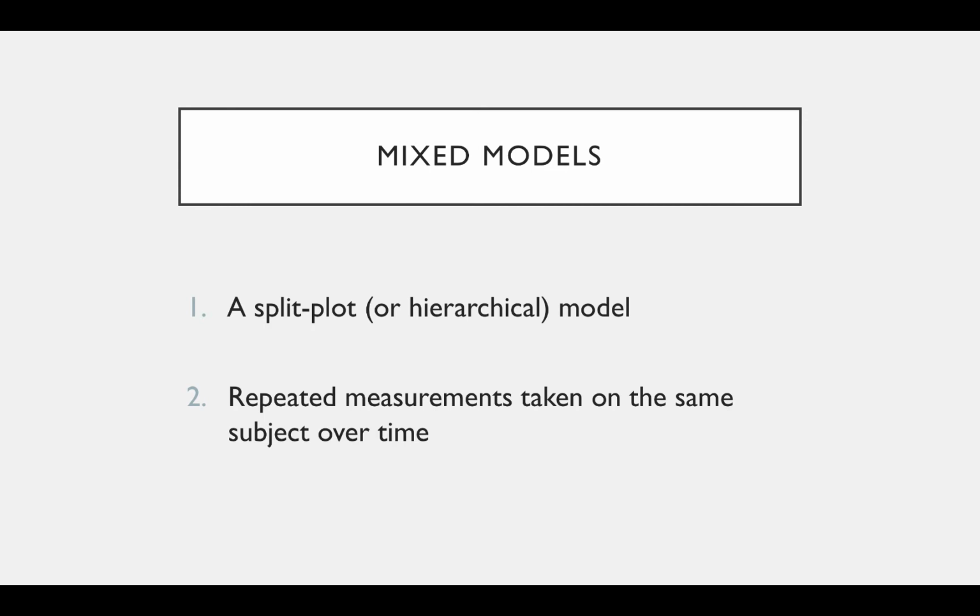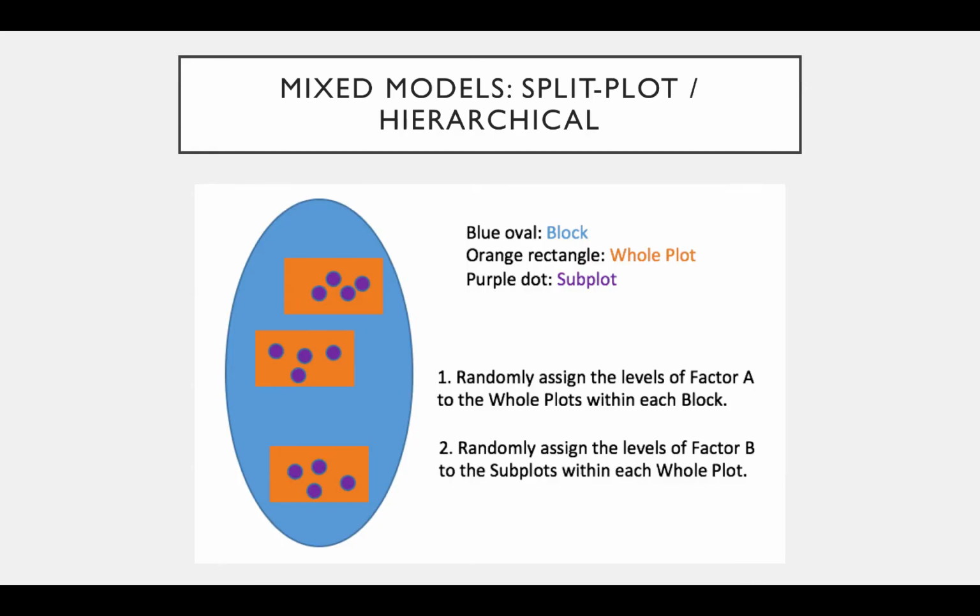The point is that you have one large unit at the top and you apply a factor at that large unit, and then you subdivide that unit and you apply another factor at those smaller units below. So we'll look more closely at that in a moment. And then we'll look at a repeated measures example as well. So here's our split plot situation, or hierarchical design. We've got a bunch of blocks, so a bunch of these blue ovals.